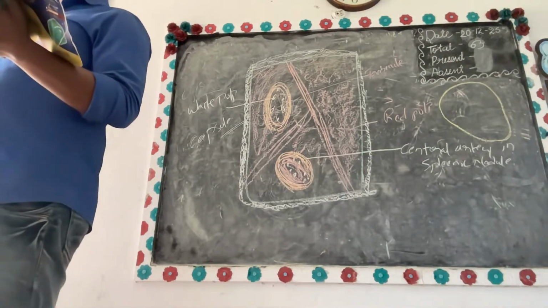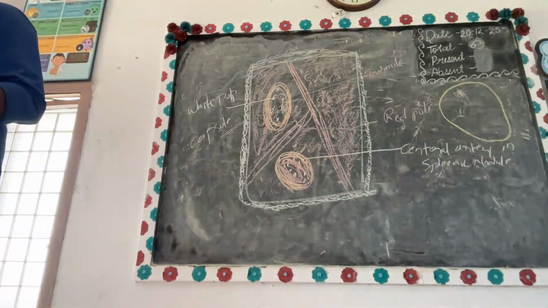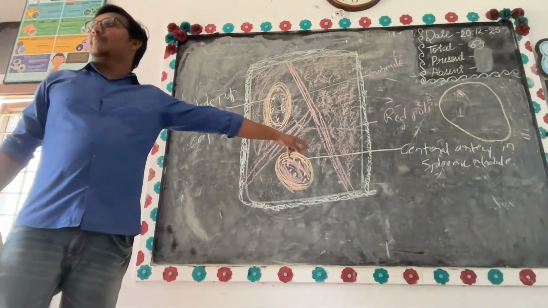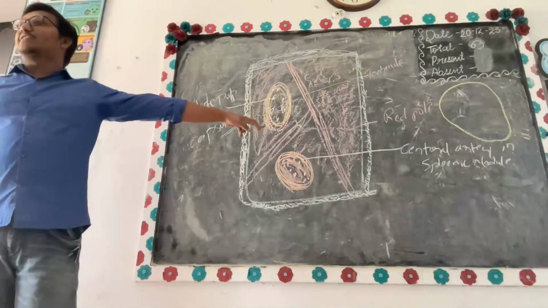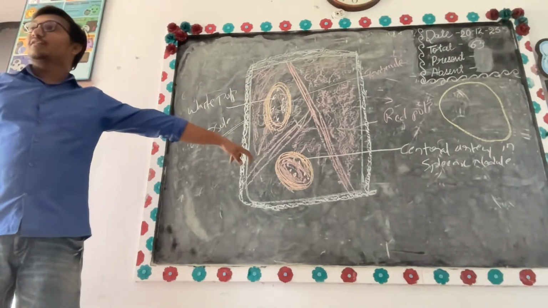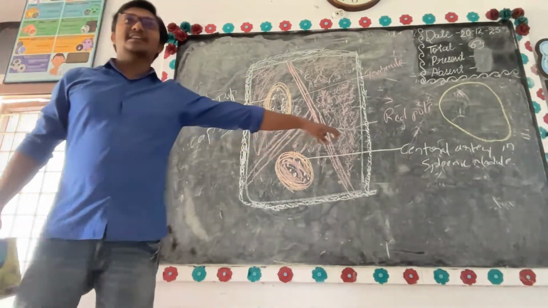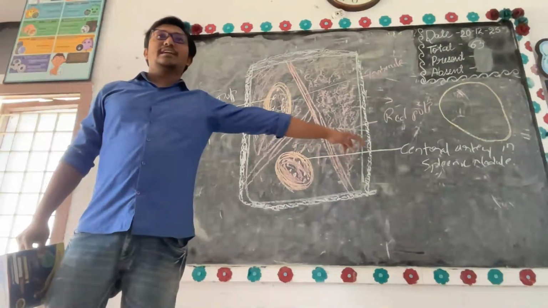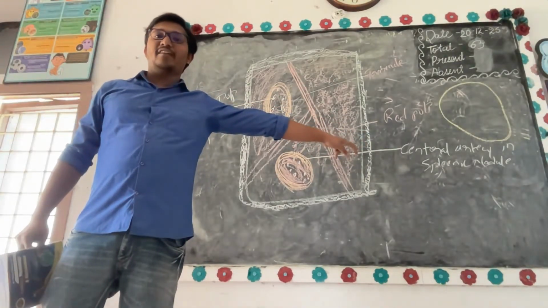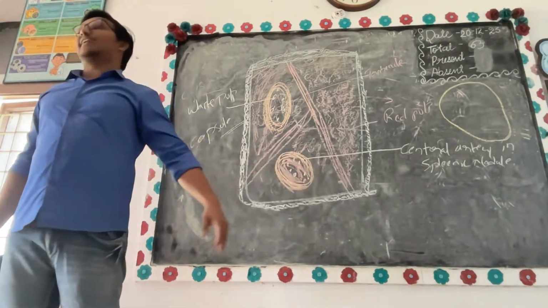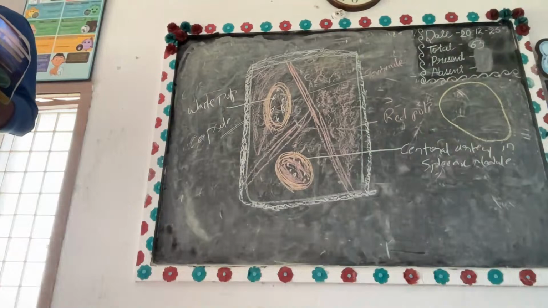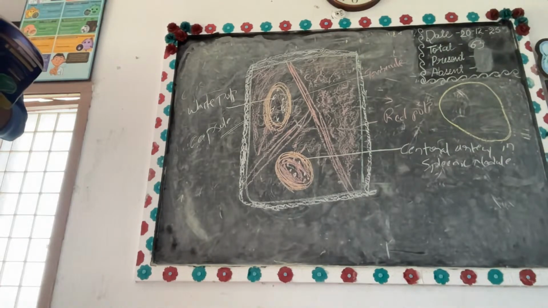Now, the hilum lies in the medial part. What is the hilum? When I was discussing the lymph node, I mentioned what the hilum is: the junction between the efferent vessel and the lymph node, where the efferent vessel comes out. It is called the hilus. This hilus is the place where the artery and vein enter the lymph node.